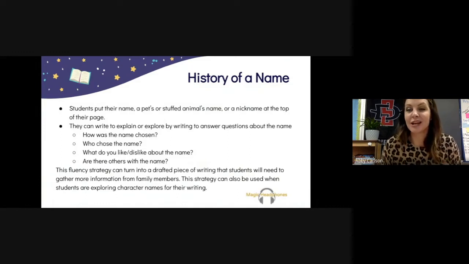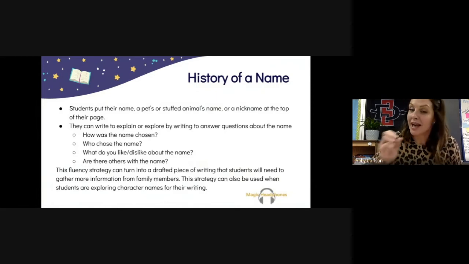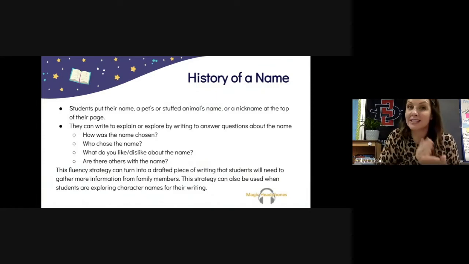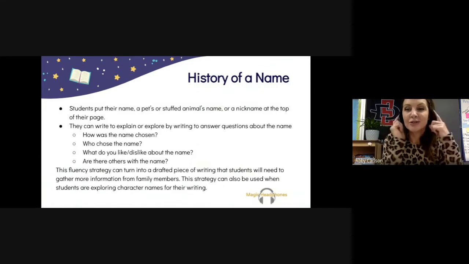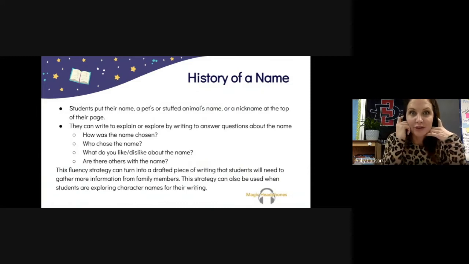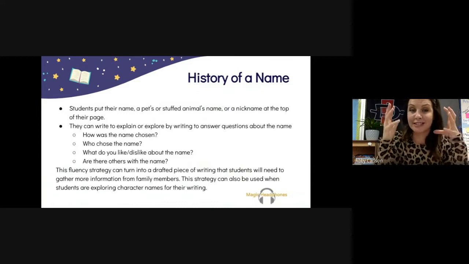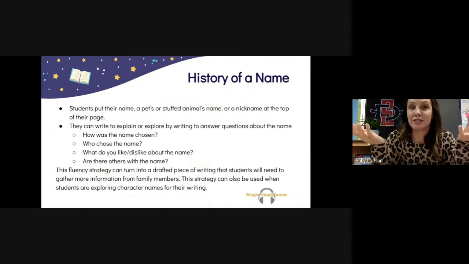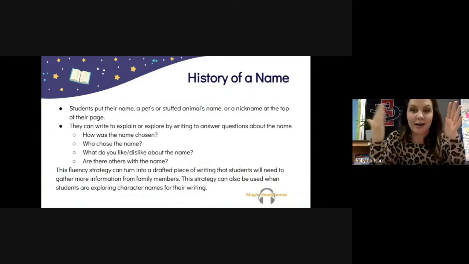So, the history of a name is a great fluency activity that, just like with all the others, you'll want students to write for a period of time. And when the writing time is done, count up the number of words written and write it at the bottom as data. Then, for this one, you see an icon that says Magic Headphones. Magic Headphones is a strategy that I'll have my students do every time they write.